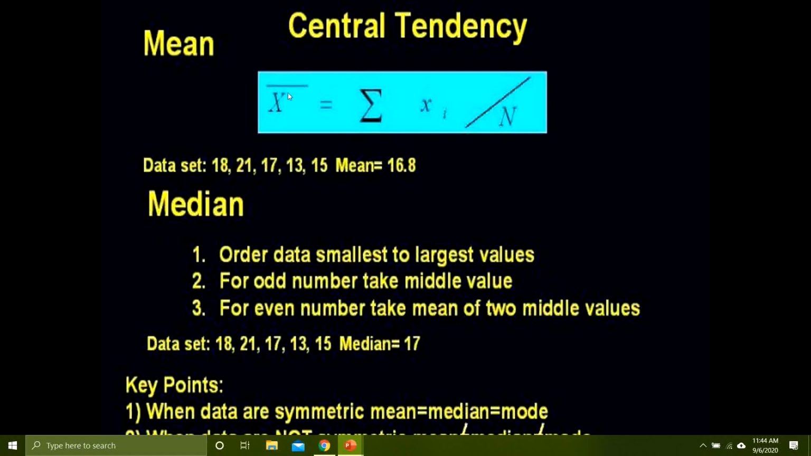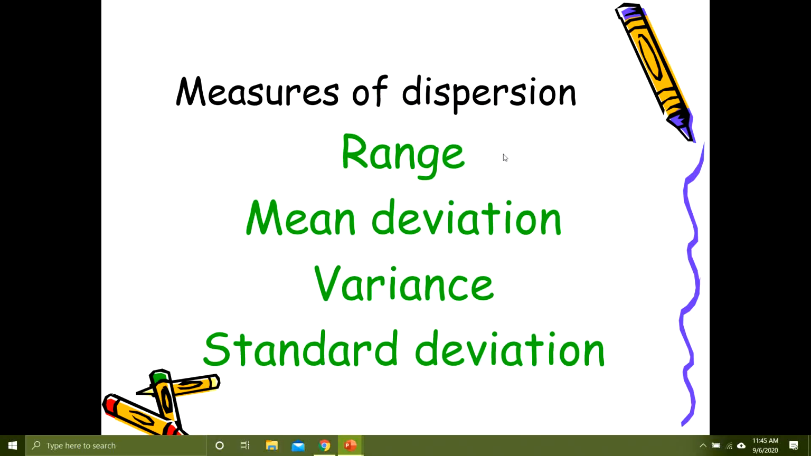Mean is represented by x bar, and it is the summation of all the observations divided by n, the sample size. Most of the time, small n represents the sample size, and capital N represents the population size. If the data is skewed, then we do not take mean, we take median. While calculating the median, we arrange the data in ascending or descending order, and then we take the central values in case of odd and even numbers, and then we decide the median. And then the most commonly occurring value is labeled as mode.